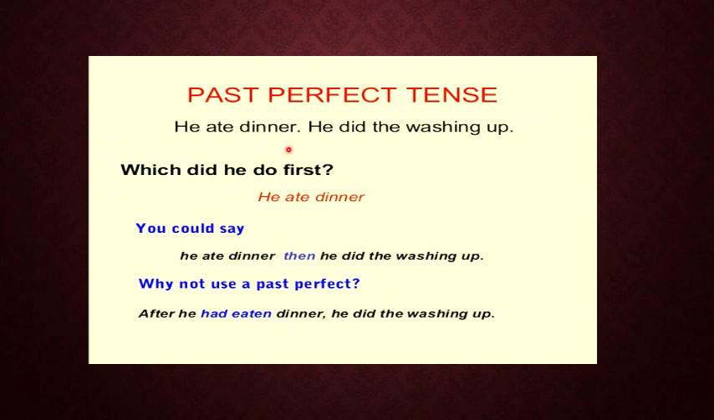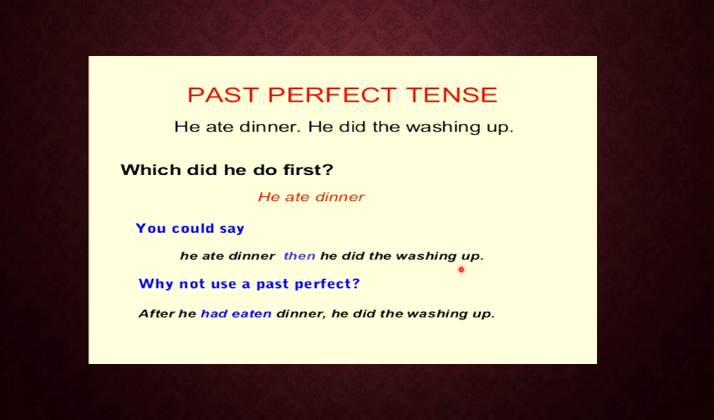He ate dinner. He did the washing up. So again two works, right? The first work is ate dinner. Ate is our action verb. And the second work is washing up. Now which did he do first? If we ask which of these actions happened first, let us say he ate dinner. So that means we can combine these two sentences to show which action came first. And so the sentence becomes: he ate dinner, then he did the washing up.